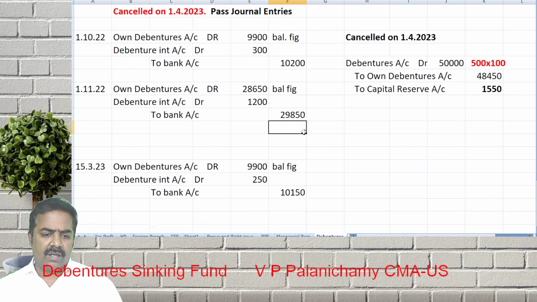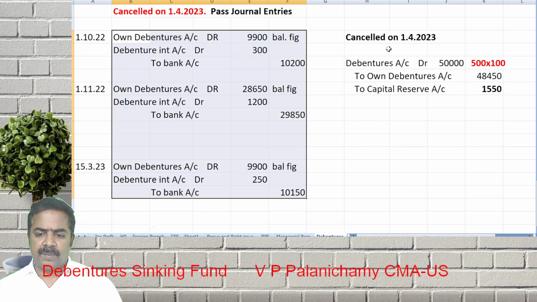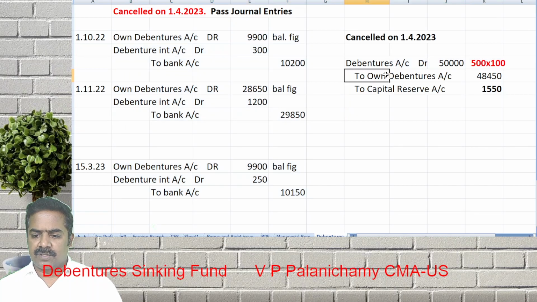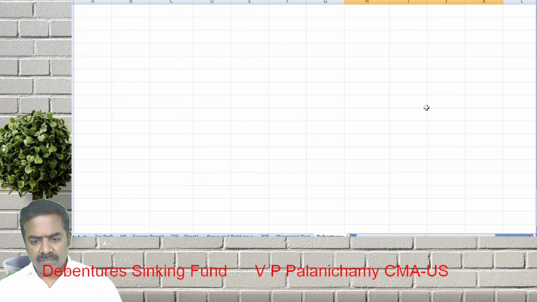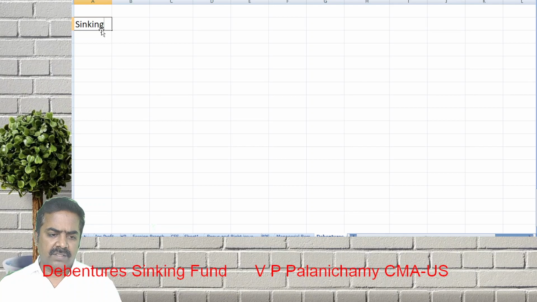We have done a question also based on that. The same question we have done. When you buy, it is own debentures. When you cancel debentures against own debentures, the balancing figure is transferred to what? Capital reserve. Next, we have the heading sinking fund method.